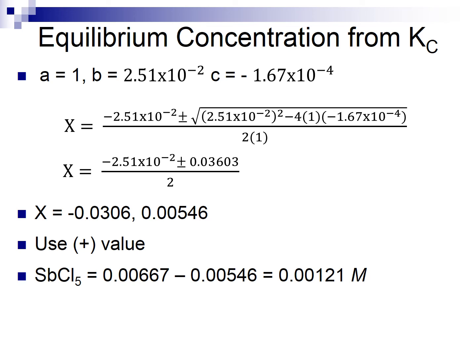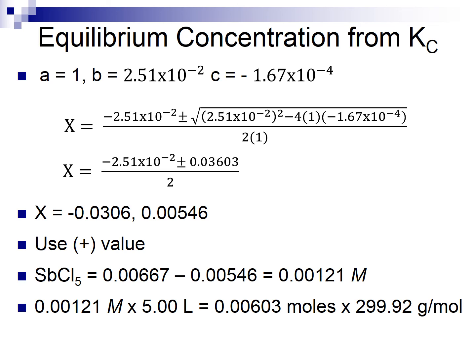If I plug this into my initial concentration of antimony pentachloride at equilibrium, which was 0.00667 minus x, plugging in x, I get 0.00667 minus 0.00546, giving me 0.00121 molar. If I multiply my molarity of 0.00121 molar by 5 liters, I'll get 0.00603 moles. Multiplying that by the molar mass of 299.92 grams per mole gives me a value of 1.80 grams of antimony pentachloride at equilibrium from the 10 grams that I began with.